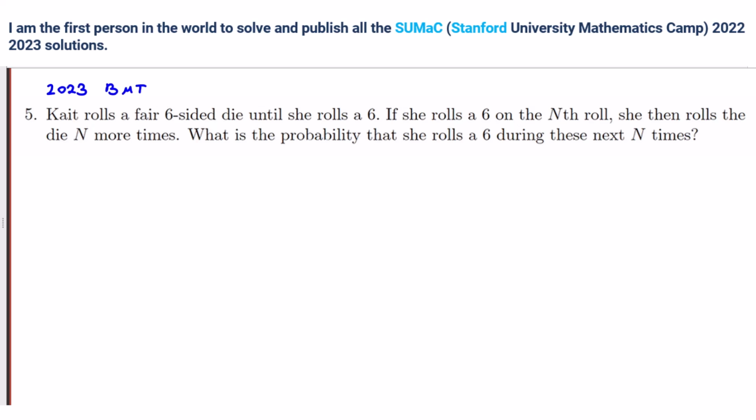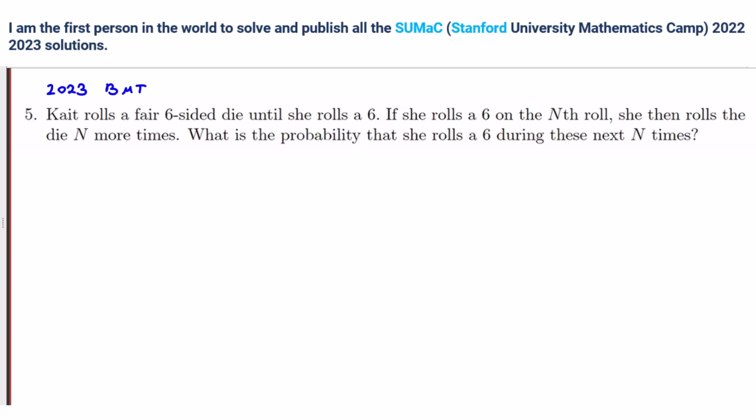Either the outcome is going to be (5/6)^n or (5/6)^(n-1) times 1/6, because she might roll a 6 or she might not during the next n times. Yes, but we should calculate one by one.